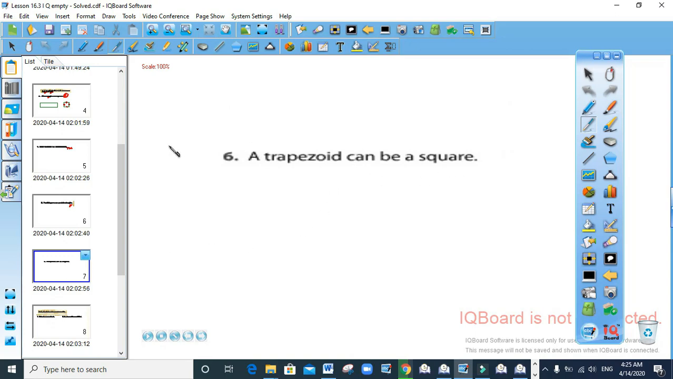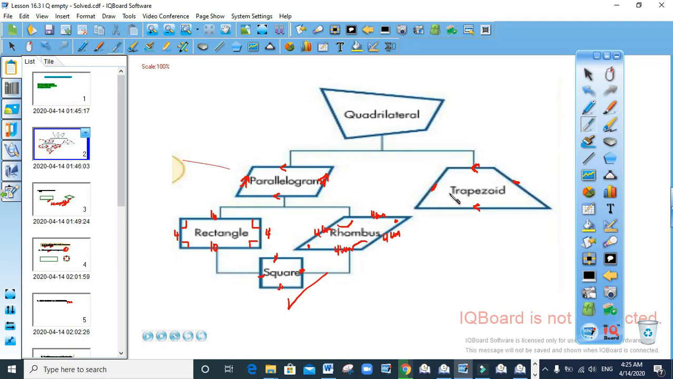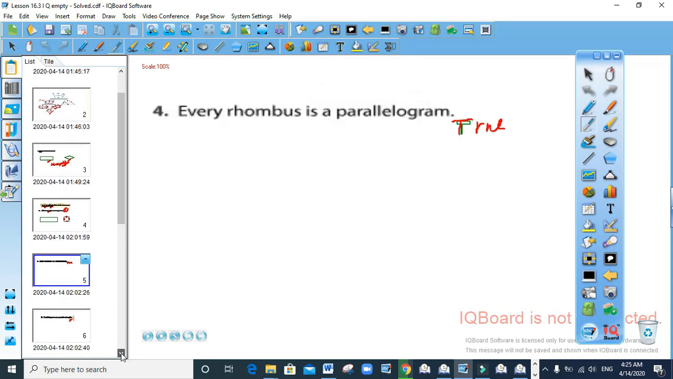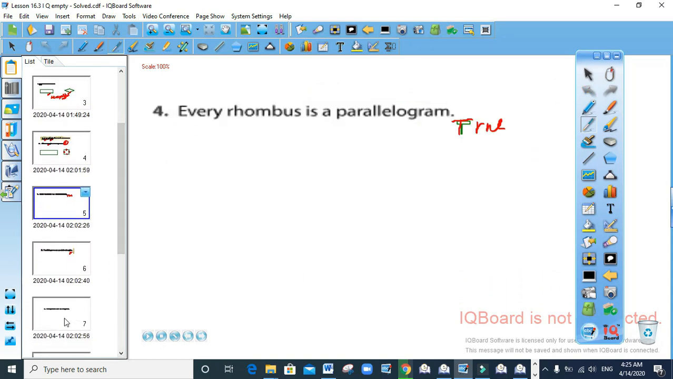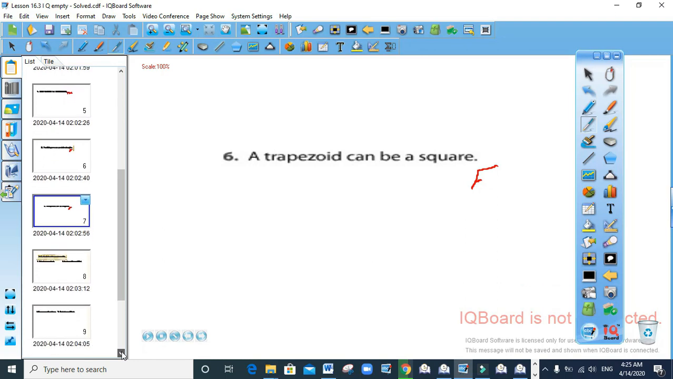A trapezoid can be a square. Have a look here. Can this trapezoid be a square? No way, because it has only one pair of parallel lines. The square has many things: 4 equal sides, 4 right angles, and 2 pairs of parallel lines. So no way that a trapezoid can be a square. For sure it's not right, so it's false. Next question here.